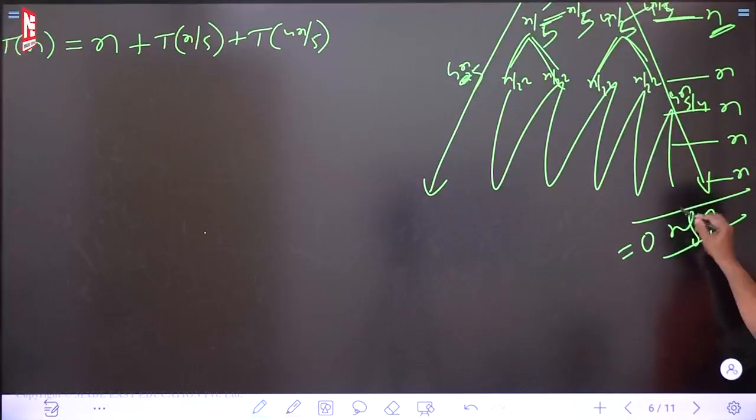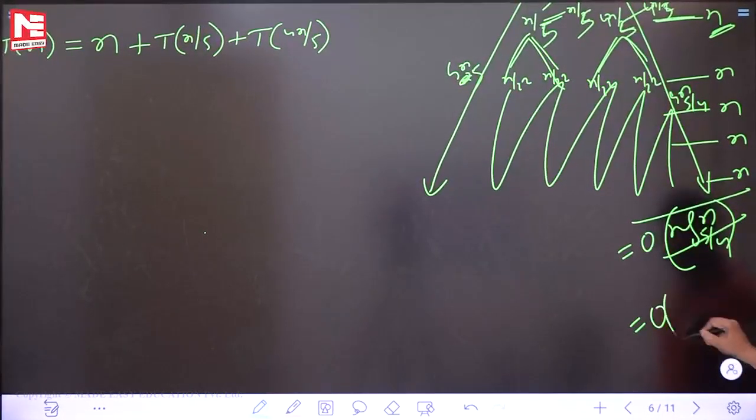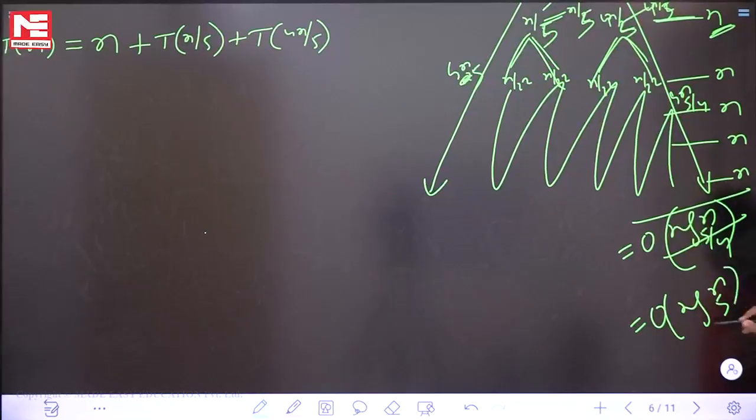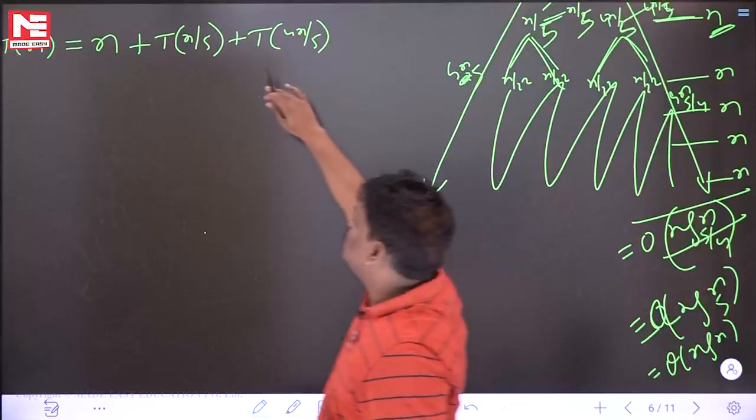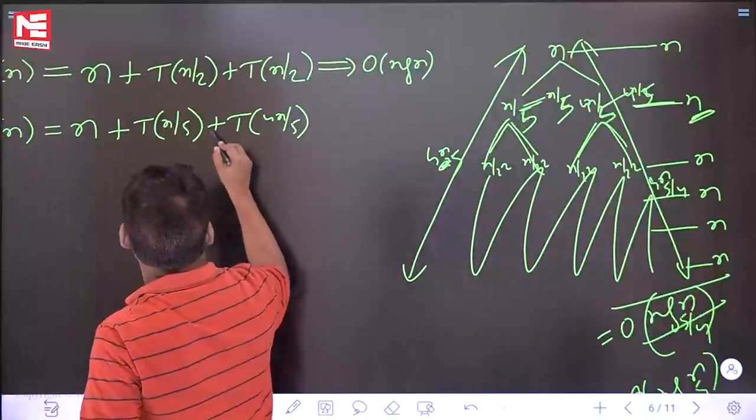It is the upper bound. What is the lower bound? Omega of n log n base 5. It is the lower bound. Lower bound means omega. Because both differ by only a constant, you can write theta also, theta of n log n. You know very well how to solve this recurrence, don't worry. Using the recursion tree method, you solve it.